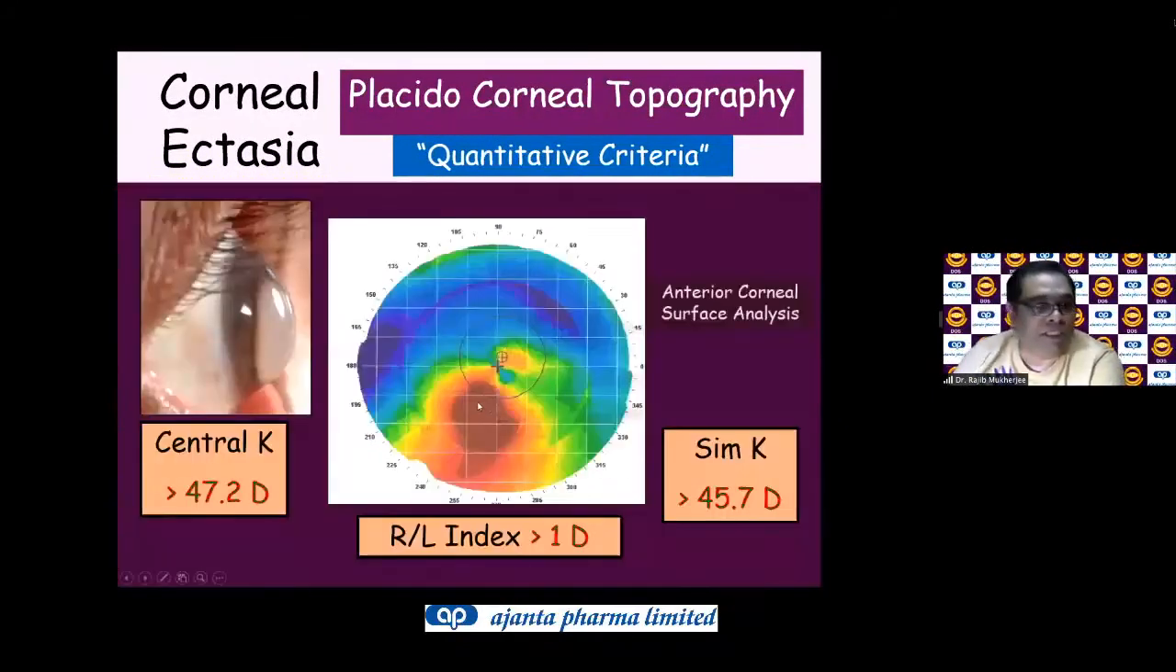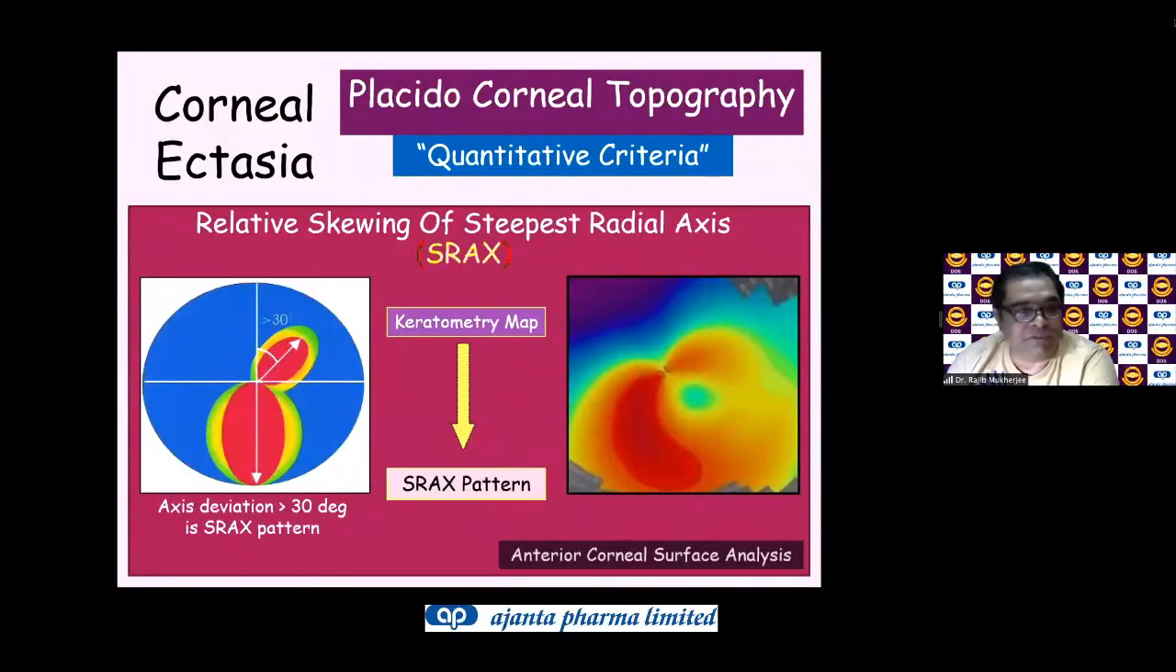And what are the quantitative factors that we look for? If the central keratometry is more than 47.2, if the difference between the right and left eye central keratometry is more than 1 diopter, and if the simulated keratometry values are more than 45.7. One of the pathognomonic signs defined by Rabinowitz et al. long back was the skewing of the radial axis, or the SRAX pattern. It says that any deviation from the principal meridian of more than 30 degrees is pathognomonic for diagnosing keratoconus on placido corneal topography.